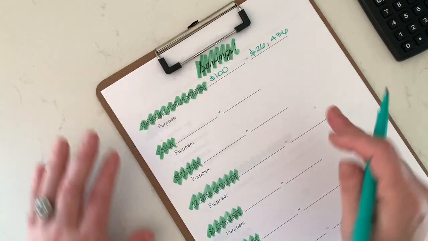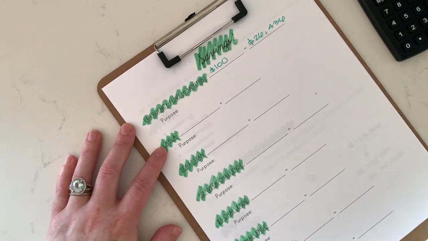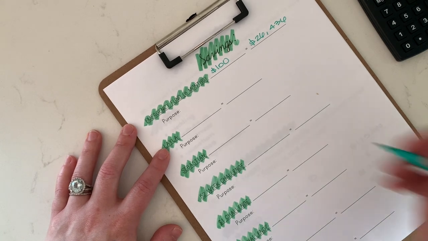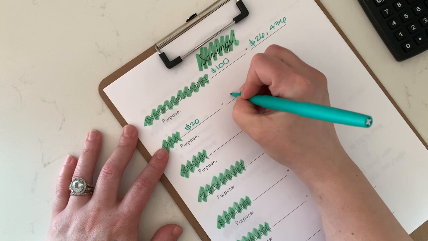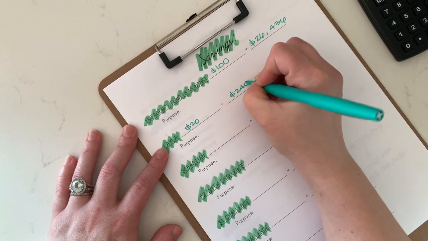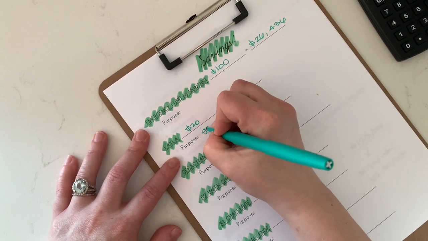And that would just add to our retirement. So, Layla, she gets $20 a month in her savings, which totals $240 a year. And this is just general savings for her.